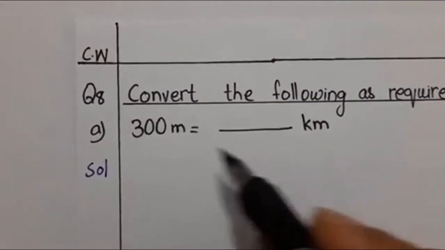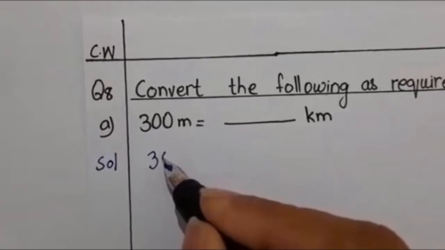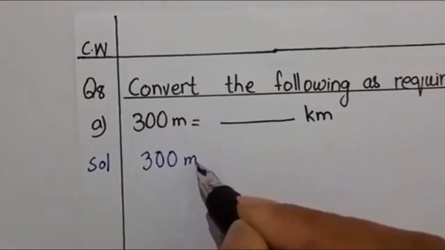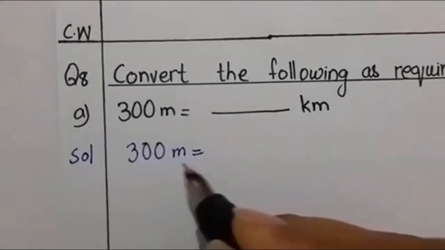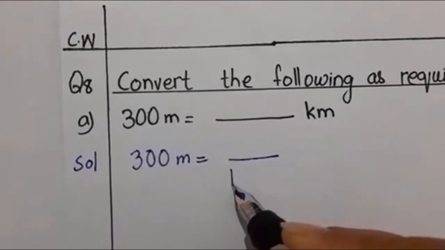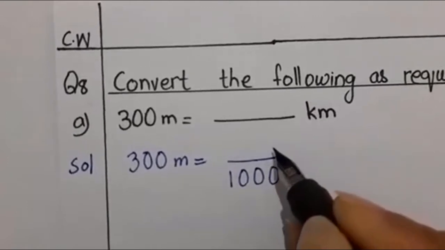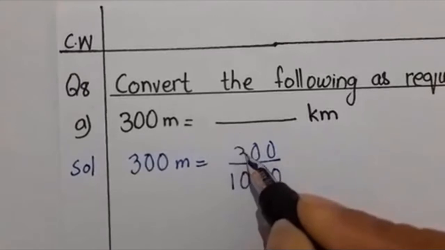So boys, here we are going to do our solution. We will write 300 meters, okay? And we have to convert it into kilometers. So you know that we have to divide it with 1000. So here we are writing 1000 in the denominator. And as it is 300, 0, and 3.